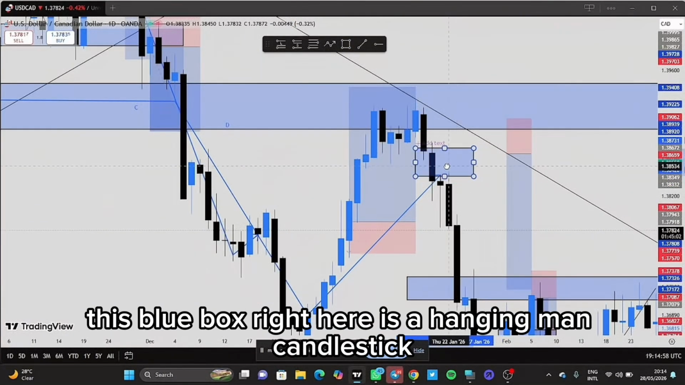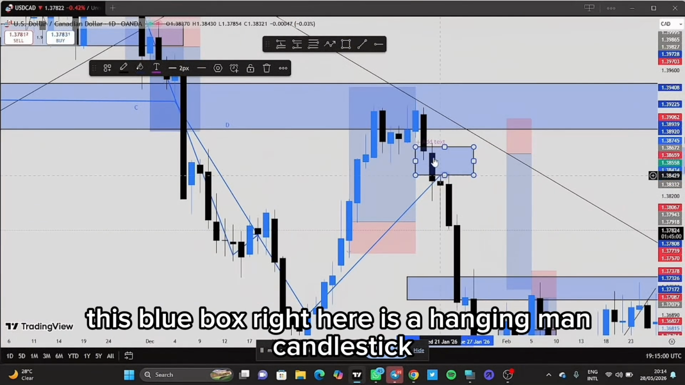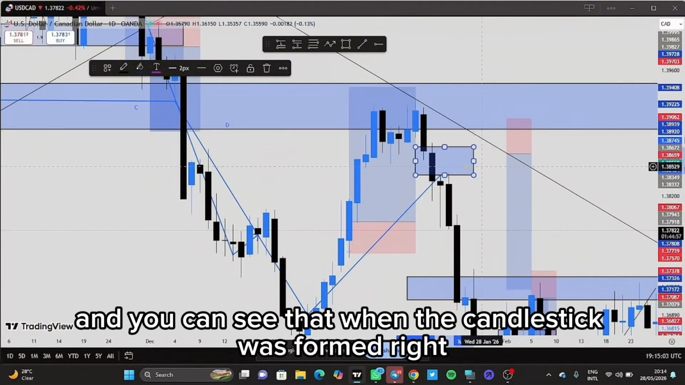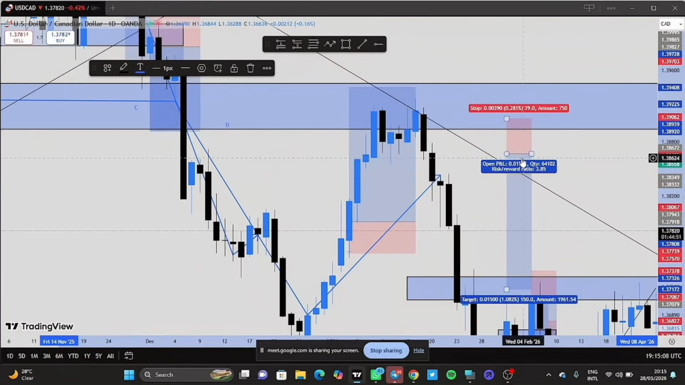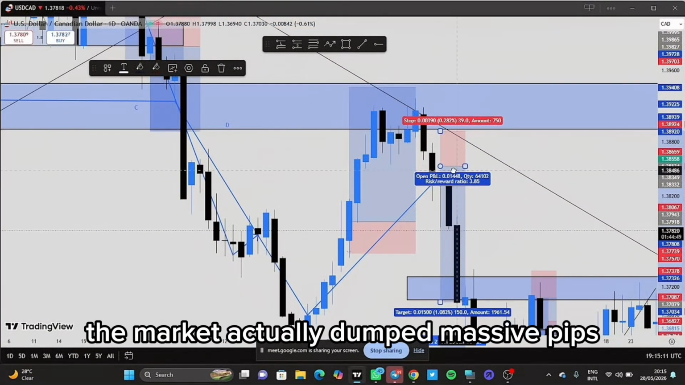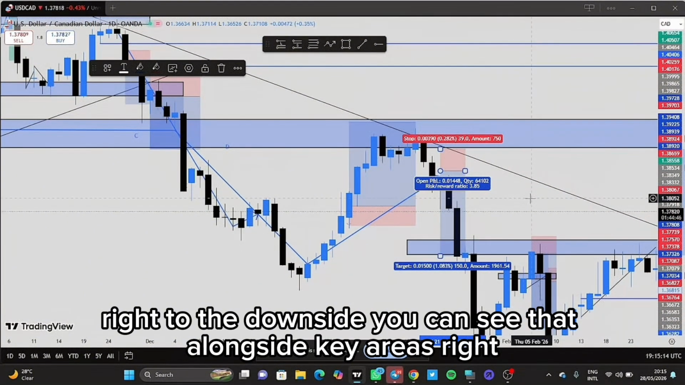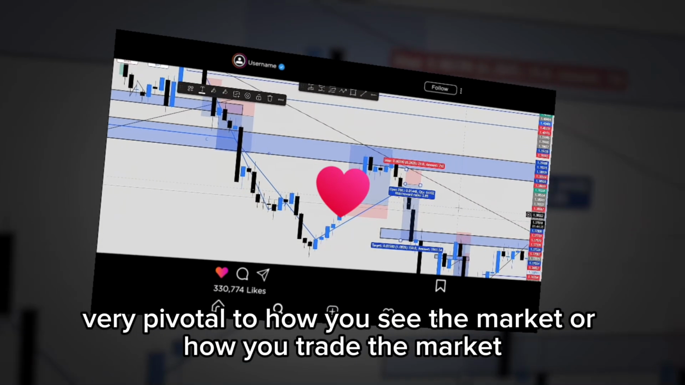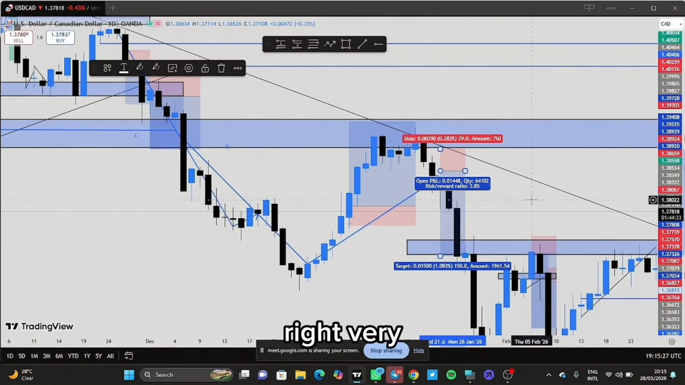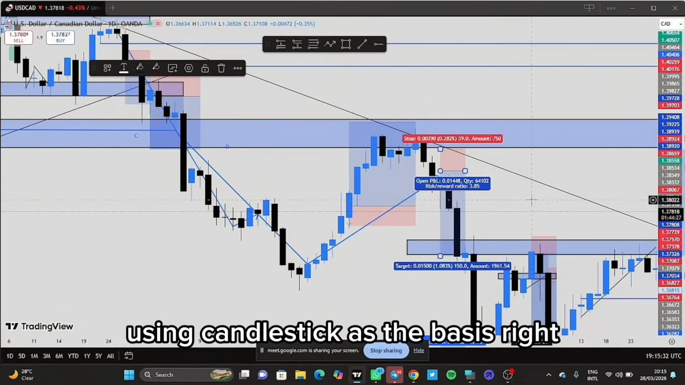This blue box right here is a hanging man candlestick, and you can see that when the candlestick was formed, the market actually dumped massive pips to the downside. You can see that alongside key areas, the candlestick is also very, very important. It's very pivotal to how you see the market or how you trade the market. Very, very important, and a very nice analysis, using candlestick as the basis.